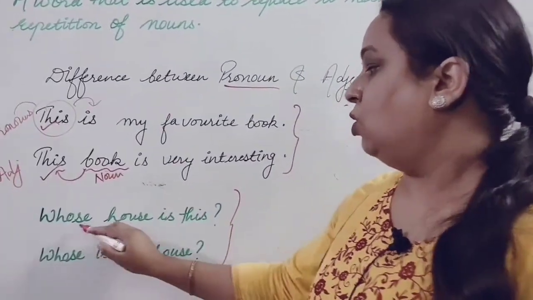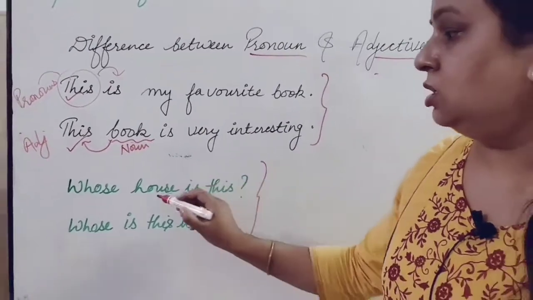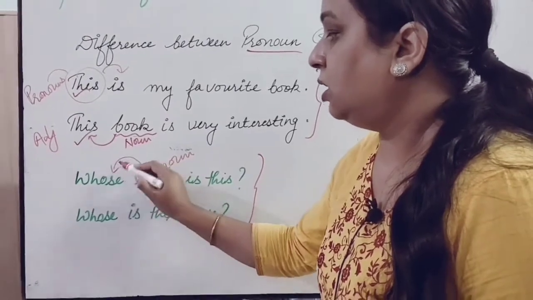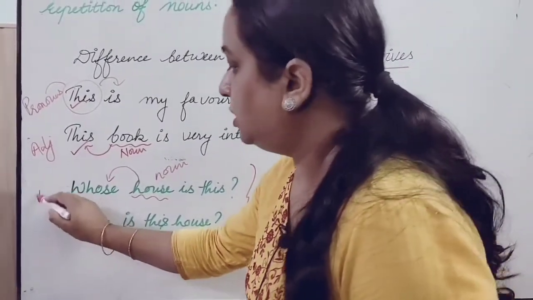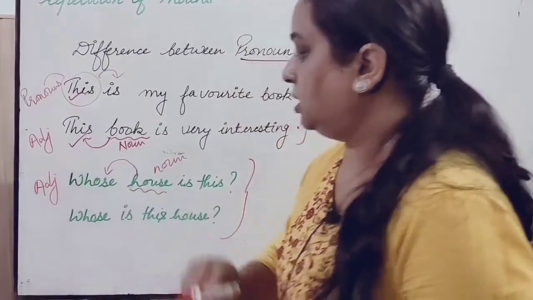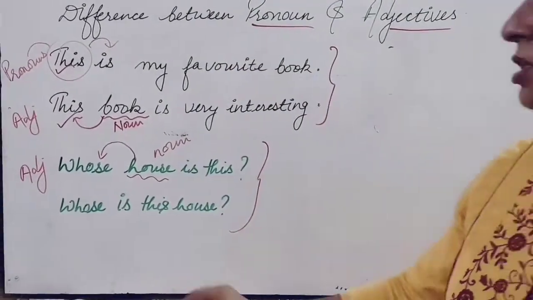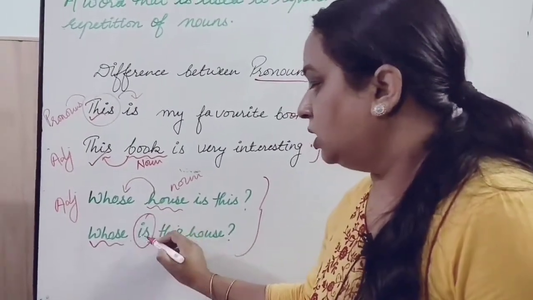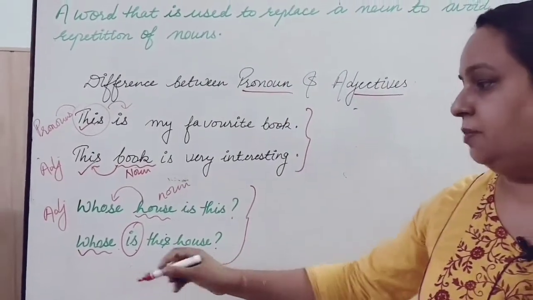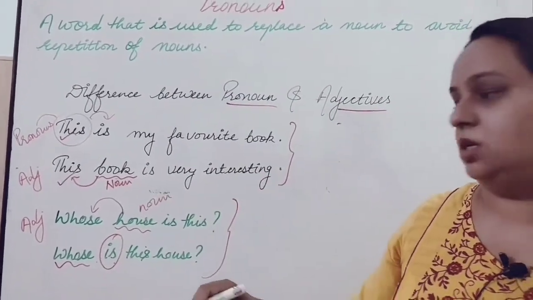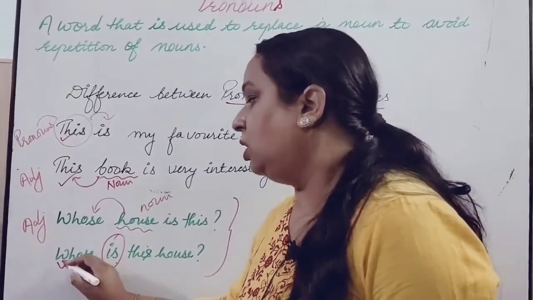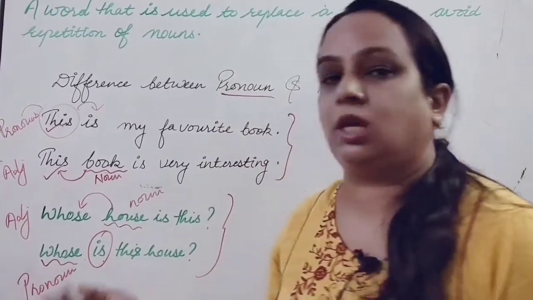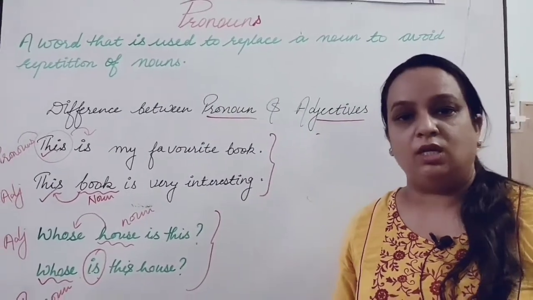In the second sentence, whose house is this? So house is what? Noun, and here it will work as an adjective. Clear? And in the second sentence, after whose there is a helping verb. This is what? Helping verb, or verb you may say. So if there is a helping verb or verb, what will the word act as? Here this will act as a pronoun. That's the only difference, and that's very simple.